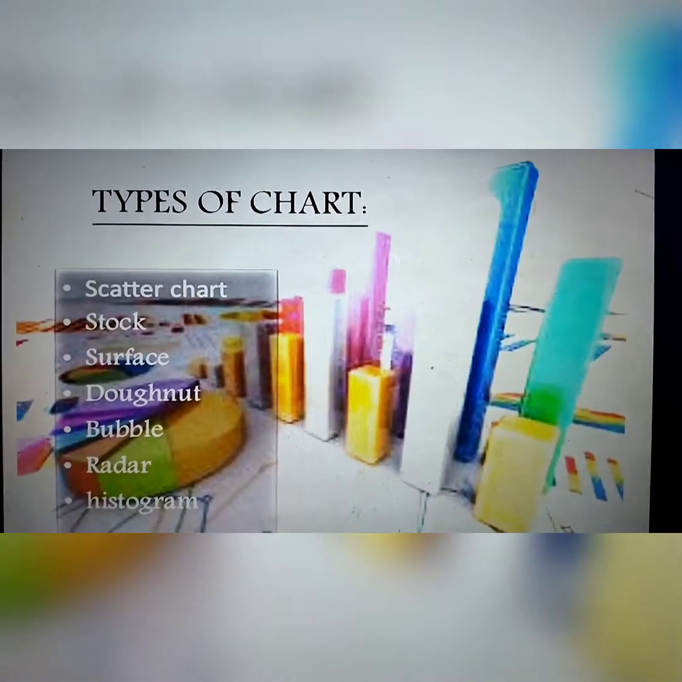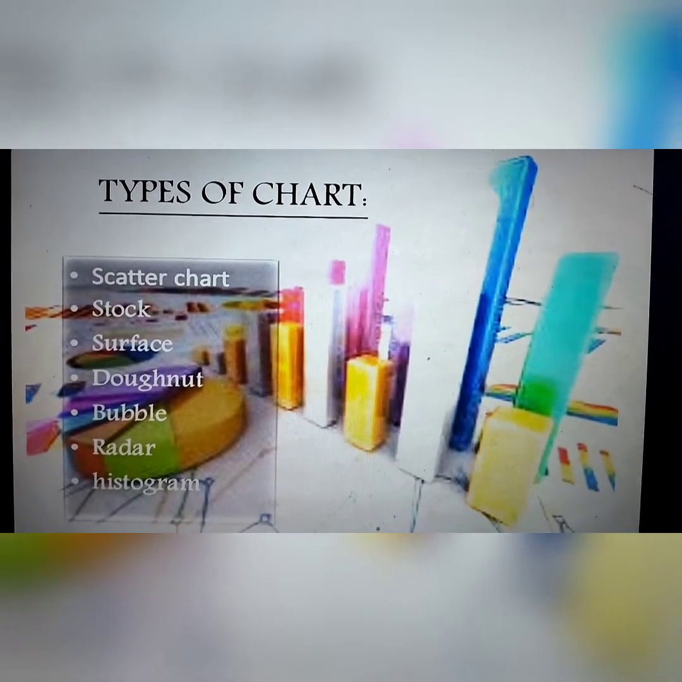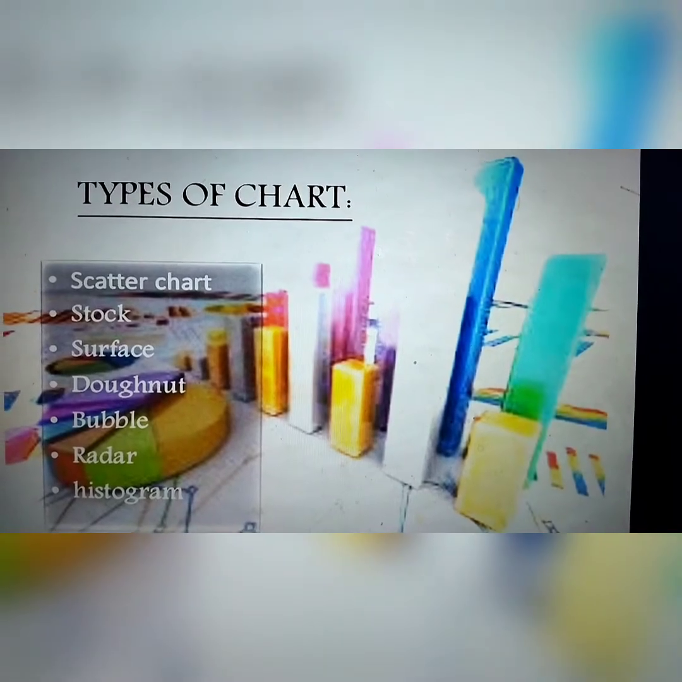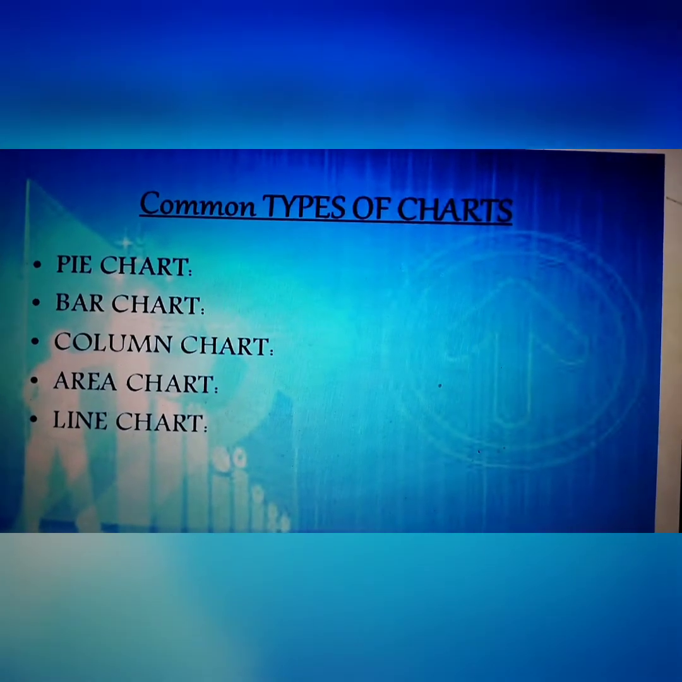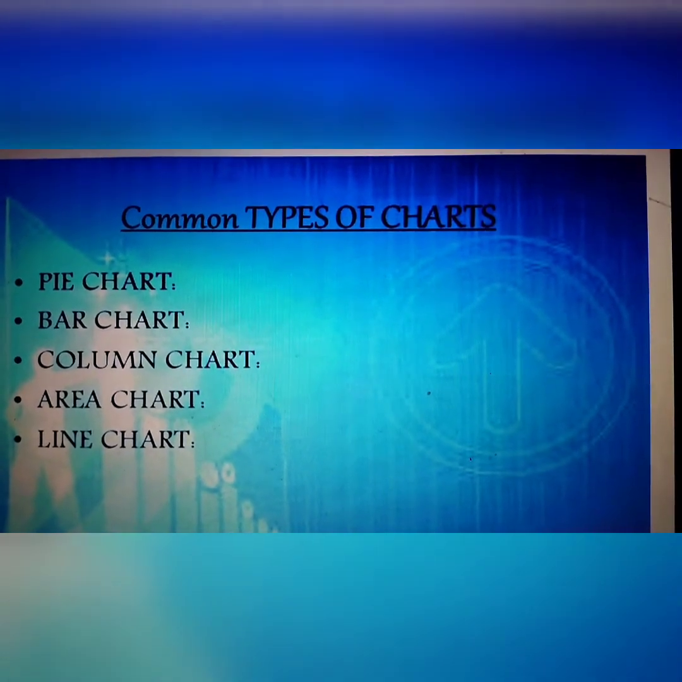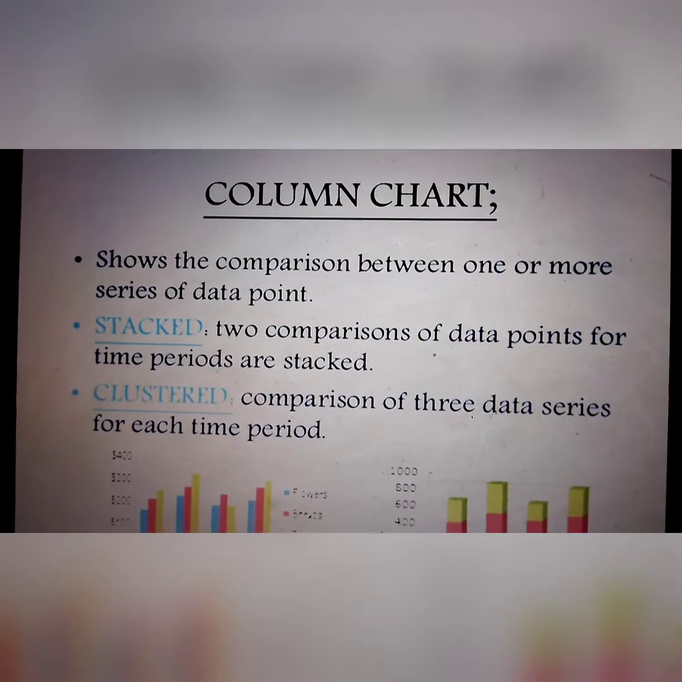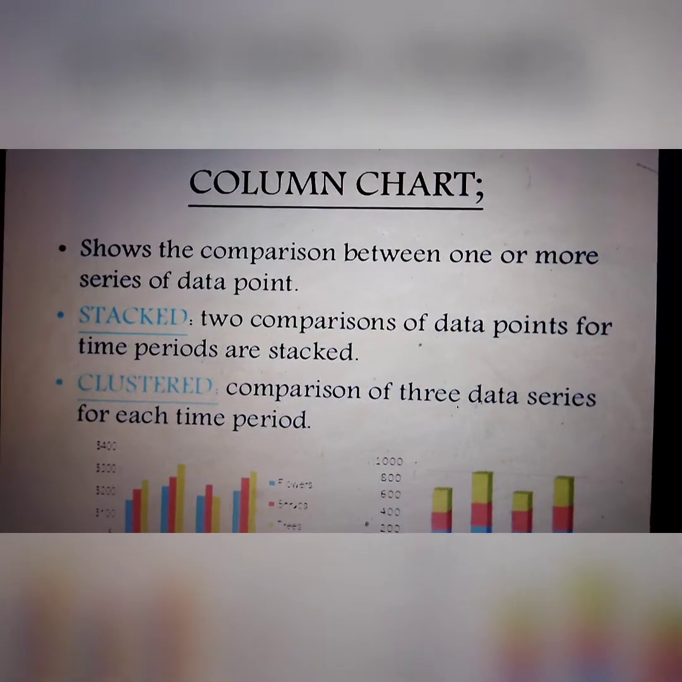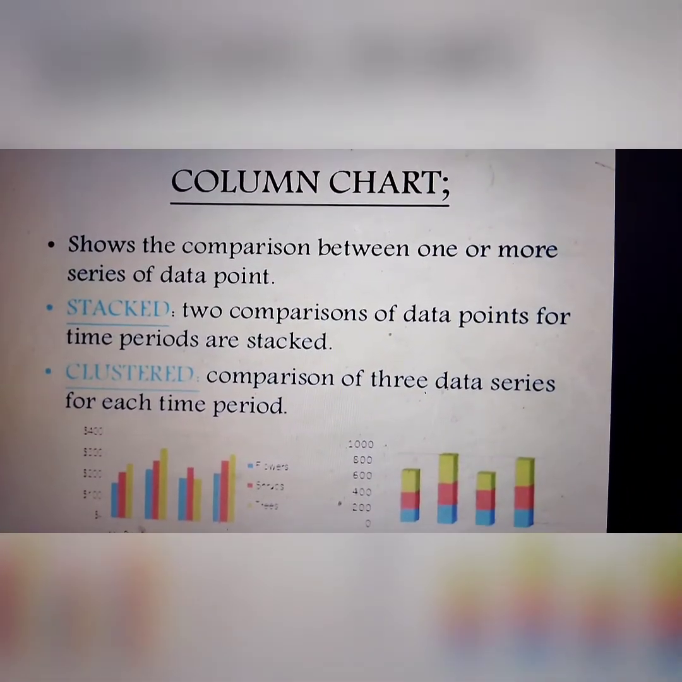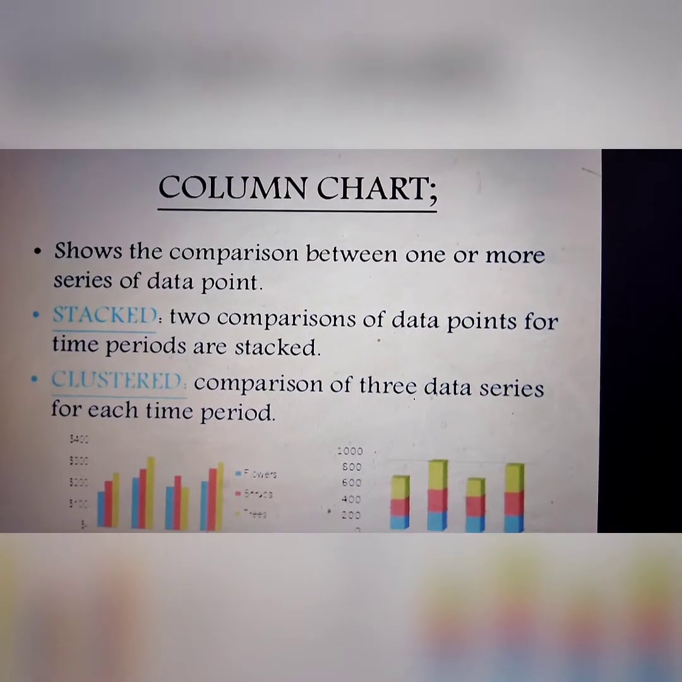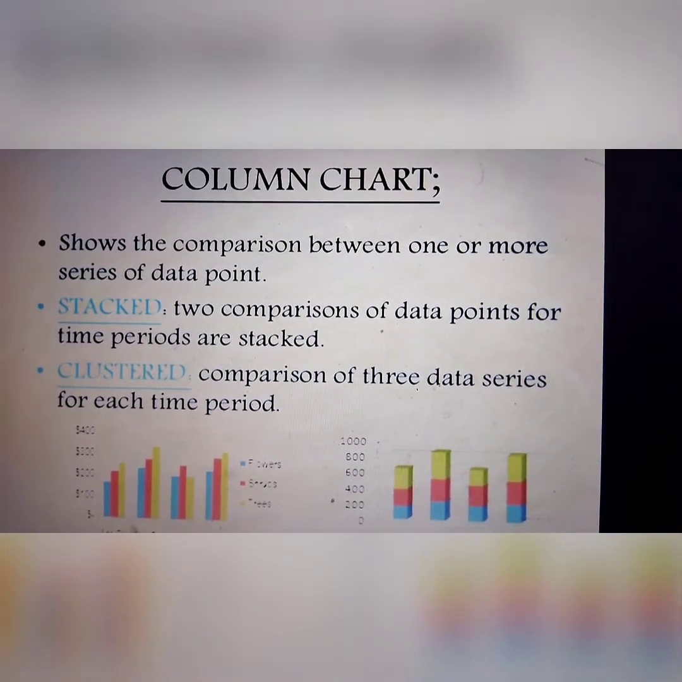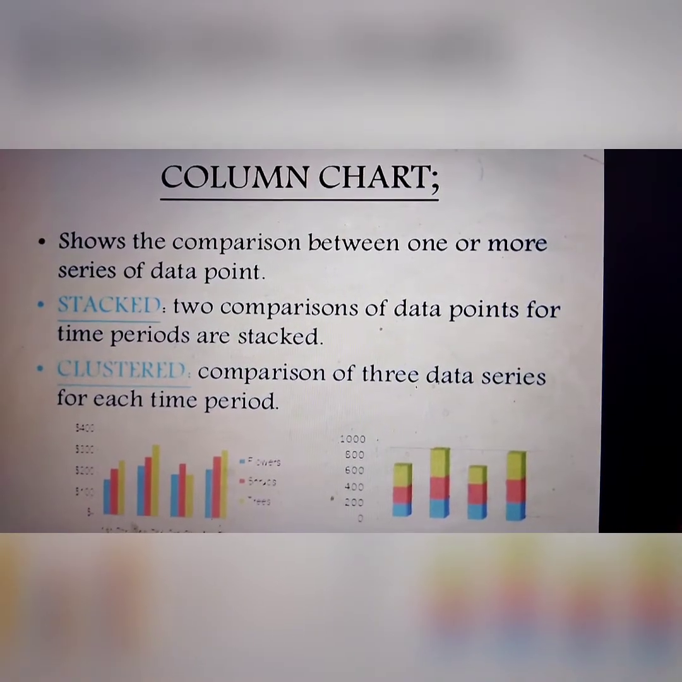Now students, you can see the types of charts. Scatter chart, stock, surface, doughnut, bubble, radar and histogram. And the common types of charts are pie chart, bar chart, column chart, area chart and line chart. First is the column chart, students. It shows the comparison between one or more series of data points. Stacked: comparison of two data points for a time period are stacked. Clustered: comparison of three data series for each time period.